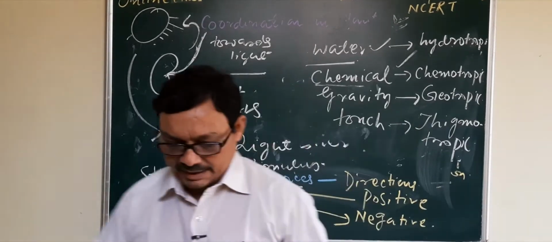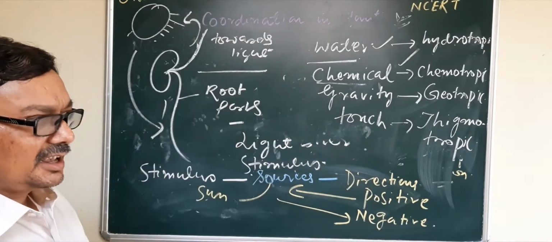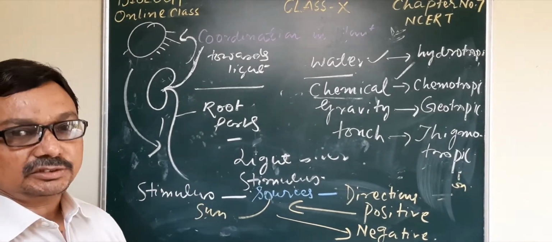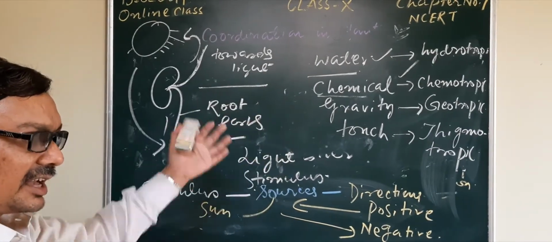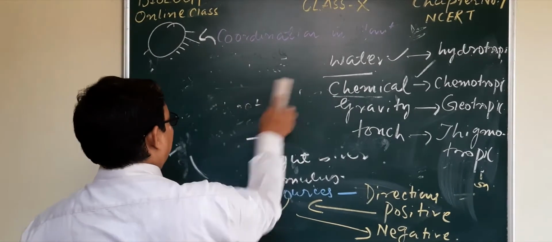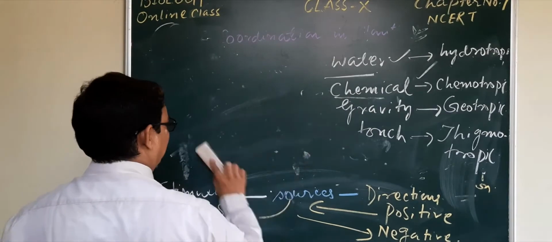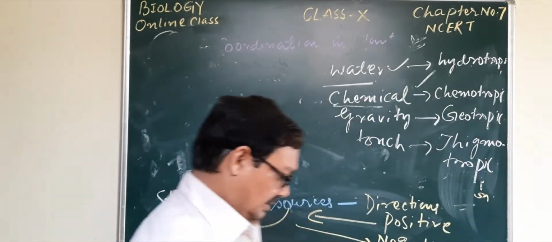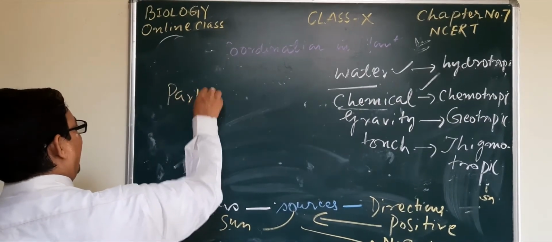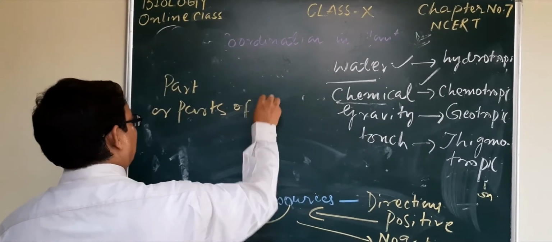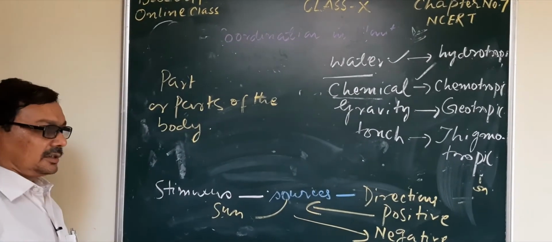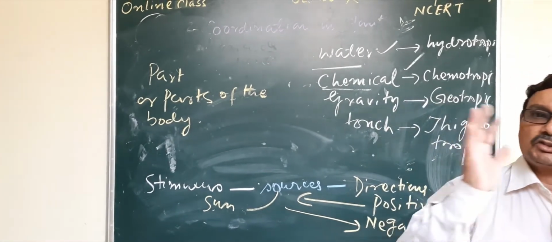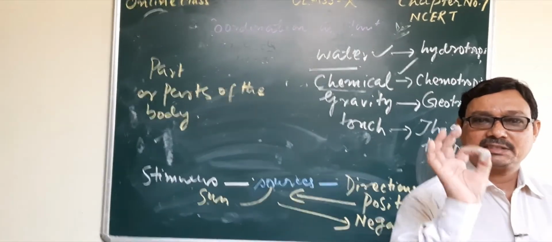But I have just directly started this one, and you must know the basic concept of movement and locomotion, and then we will look at the other different aspects of this topic. When we are talking about movement, what is this movement? Movement is actually when the part or parts of the body change their shape in response to a stimulus, this is known as movement.